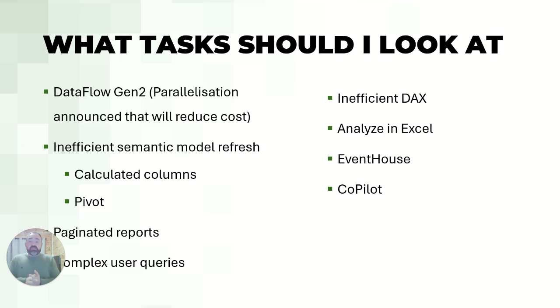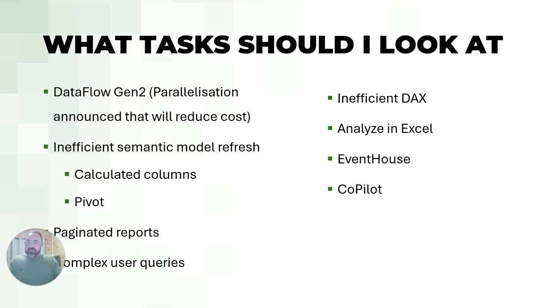So what tasks should I specifically look at? So Dataflow Gen 2 will cause quite a spike in capacity. If you're relying on it too much, it will cause the capacity usage to spike. Microsoft are introducing parallelization, which will improve the capacity usage of the Dataflow Gen 2. So if you've come from a BI background, or you're just comfortable with Power Query, you will start getting optimized Dataflow Gen 2, but we're not there quite yet. So watch out for them.